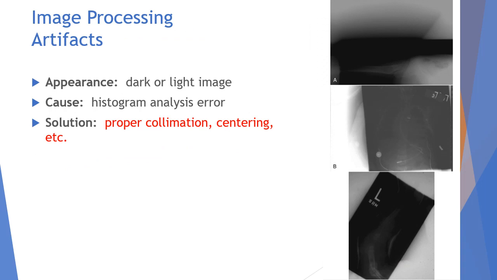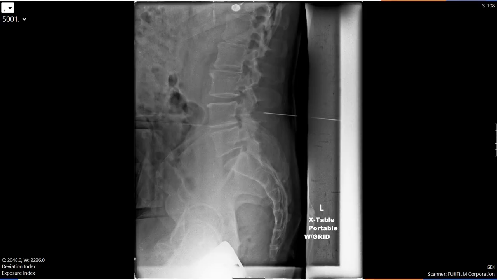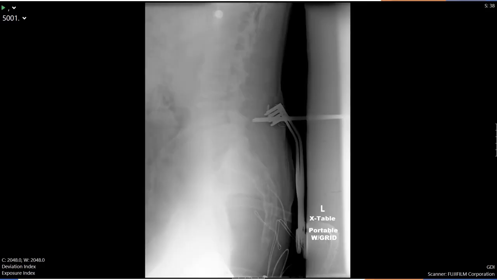Dark or light image, the cause would be histogram analysis error. Proper collimation, centering, etc. would be different solutions for this one. And so here are the images we took a look at earlier, where we have the histogram analysis error in this one because we only have one border.